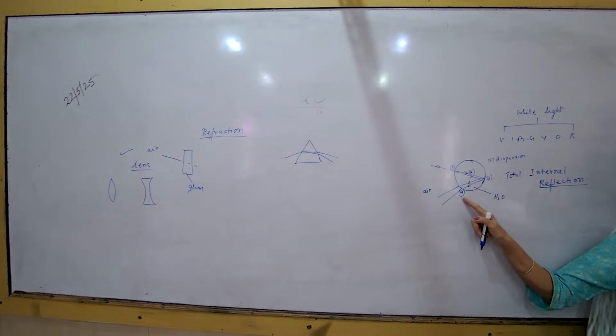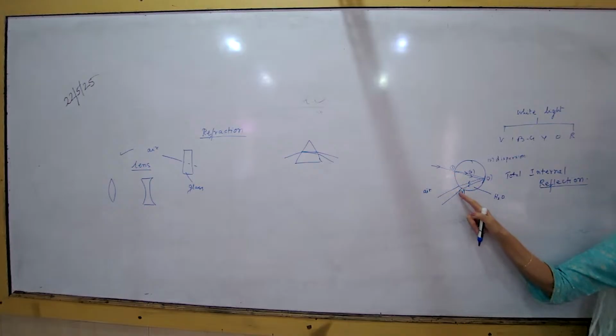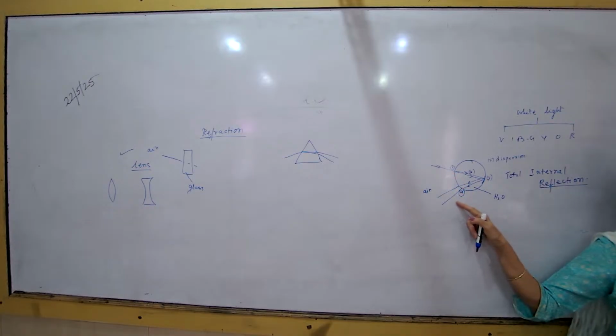Refraction, nothing but refraction, is taking place at 2 positions. What are the 2 positions? First and fourth. This is basically the light emerging out, so you can say refraction is taking place.